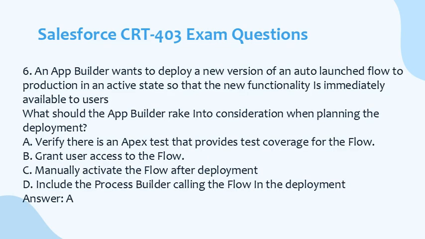6. An app builder wants to deploy a new version of an auto-launched flow to production in an active state so that the new functionality is immediately available to users. What should the app builder take into consideration when planning the deployment? A. Verify there is an Apex test that provides test coverage for the flow. B. Grant user access to the flow. C. Manually activate the flow after deployment. D. Include the process builder calling the flow in the deployment. Answer: A.